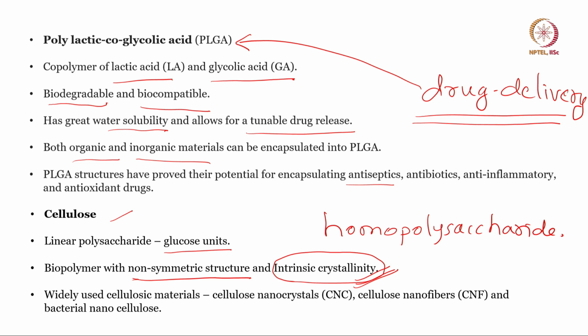So, this cellulose is widely used in three different forms: cellulose nanocrystals, cellulose nanofibers as well as bacterial nanocellulose. Apart from these characteristics, it has good mechanical behavior. The tensile strength of this cellulose is very good. So, due to that reason, cellulose also finds its application in biomedicine.